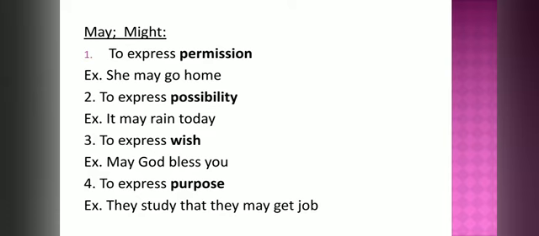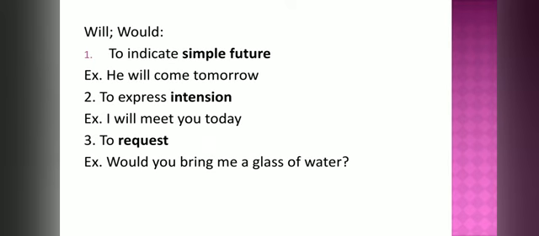May and might. May and might are modal auxiliaries, and they are used to express permission, possibility, wish, purpose. Say for example, she may go home. Here, may expresses permission. It may rain today. Here, may indicates possibility. May God bless you. Here, may expresses wish. They study that they may get a job. Here, may expresses purpose.